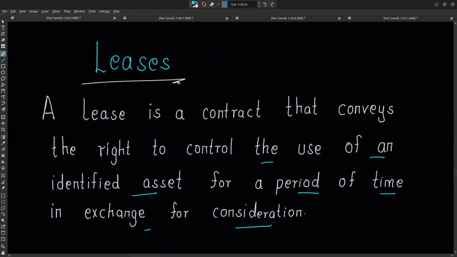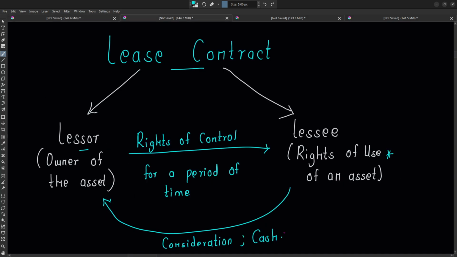So that is why our definition is a contract that conveys the right to control the use of an identified asset, in this case the office building, for a period of time. That means, in that example, 5 years, in exchange for consideration. This is where the contract dictates you pay the lessor, for example, Kenyan shillings 100,000 annually for that office space. So that is basically what we are calling in exchange there. Sometimes you pay in cash or whichever form of payment you agree with the lessor. So a lease contract always has this attribute of giving out the rights of control of use of that asset for a certain period of time, and in exchange there is something that the lessee gives the lessor.